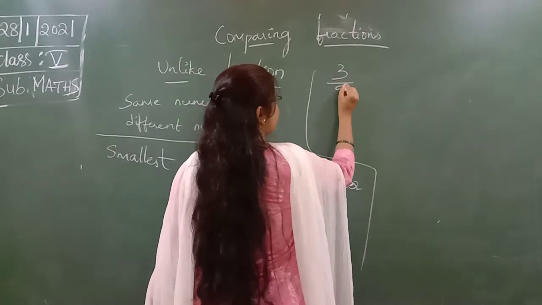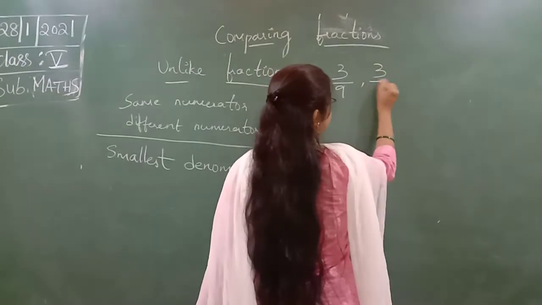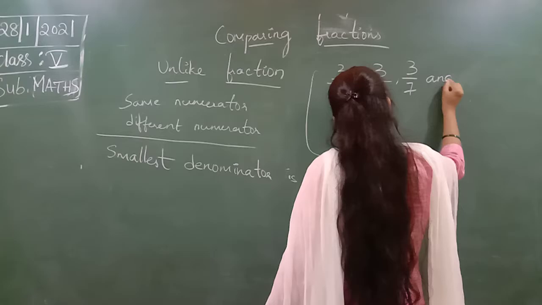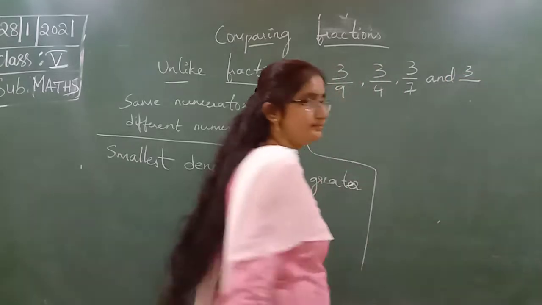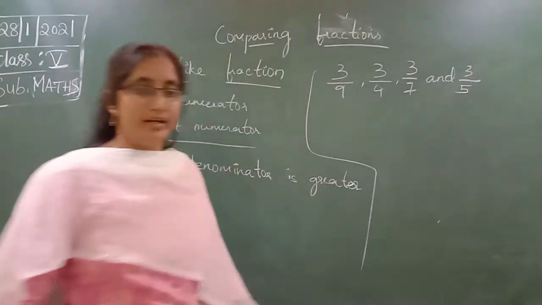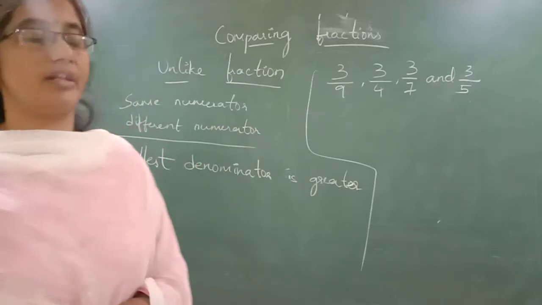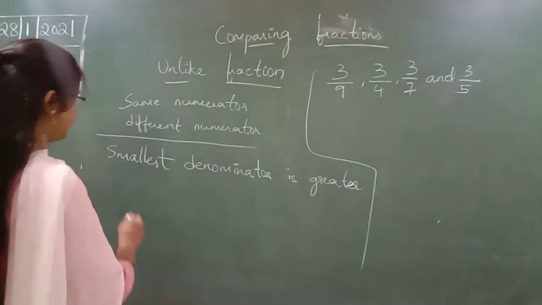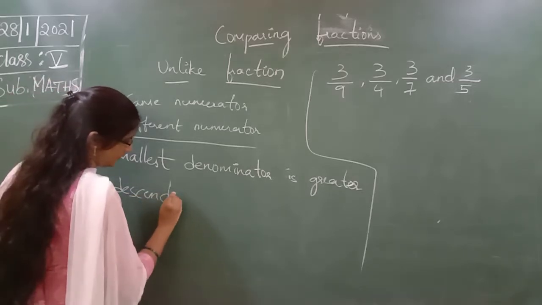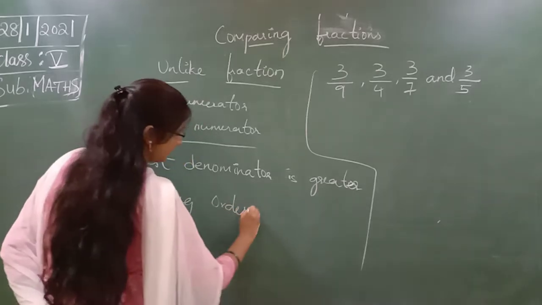3 by 4, 3 by 7 and 3 by 5. So what is the question? Write these fractions in descending order. They asked for descending order. What is descending order? This is the decreasing order.